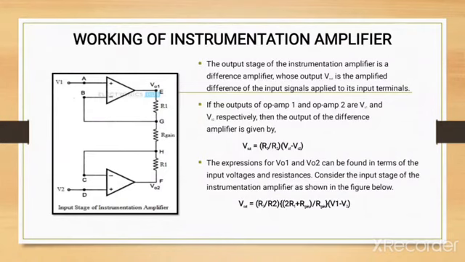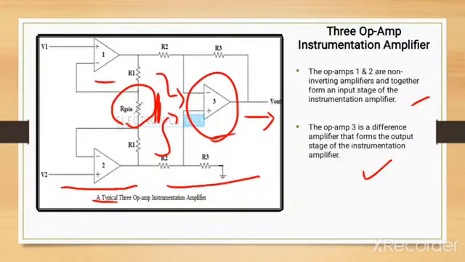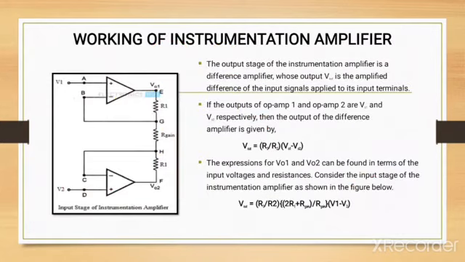Here R3 is the feedback resistor, divided by the input resistor R2, into the difference of the two inputs. So the output of the second part, that is the output stage of the instrumentation amplifier, is V output equal to R3 divided by R2 into V01 minus V02. This V01 minus V02 is the output from the input stage of the amplifier.